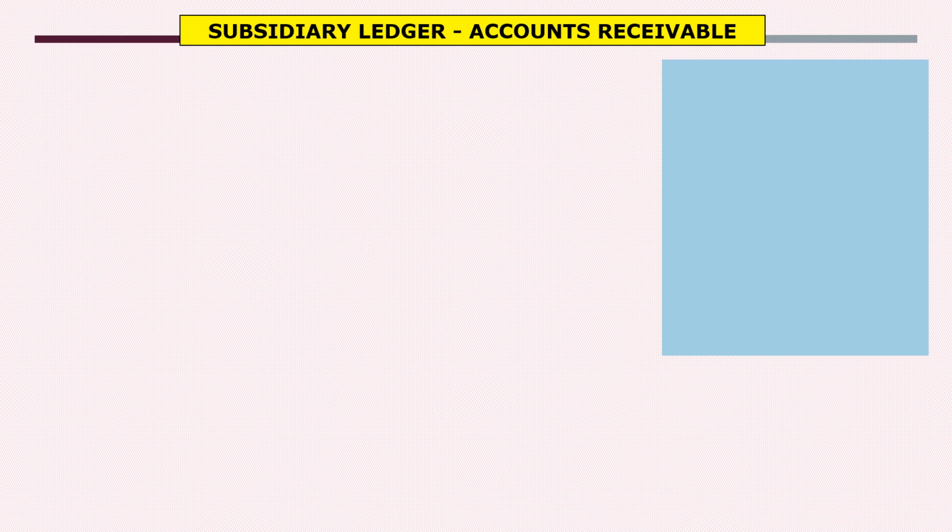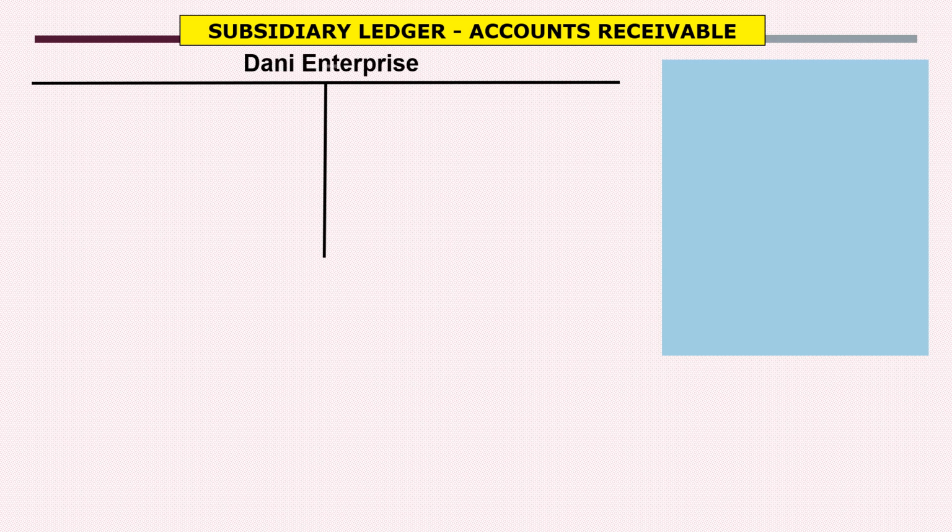After that, we prepare the second subsidiary ledger of accounts receivable, that is Dani Enterprise. Firstly, draw the T account and then write down the title Dani Enterprise. Then follow the steps. The first step is to write down the balance brought forward. In this question, this Dani Enterprise also doesn't have a balance brought forward. So write down 1st March, balance brought forward, dash or 0.